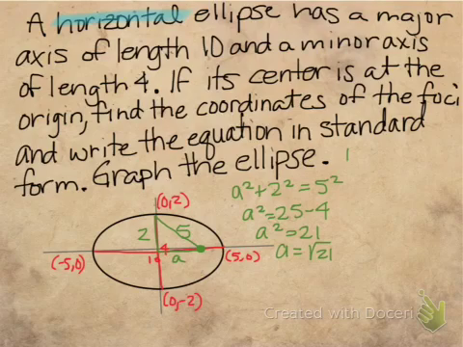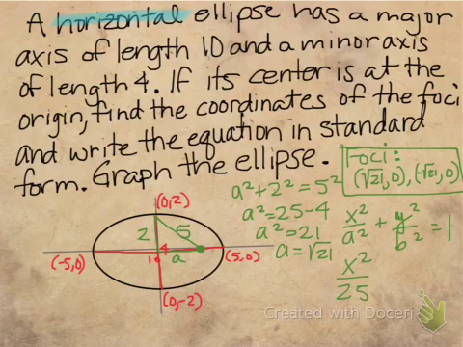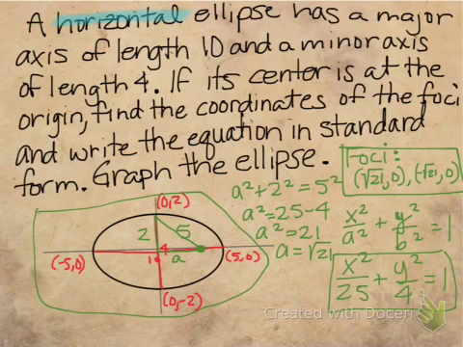So now we know what our foci are. Our foci are (√21, 0) and (-√21, 0). Now we need to write our equation. Our equation is going to be x squared over a squared plus y squared over b squared equals 1 because it's horizontal. We know a is 5, and we know b is 2. So there's our equation, and then we already have a graph drawn.